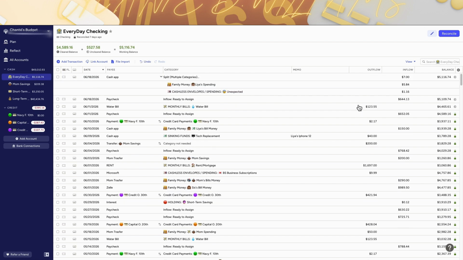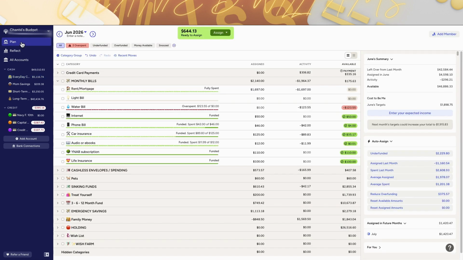So let me just reconcile my account. $644, that's correct, $123.55, and the $7. That put my account at $5,116.74, that's correct. So all my accounts are up to date, and all I have to do is budget my third paycheck. So I have $644.13 to budget, and that will be in the next video.